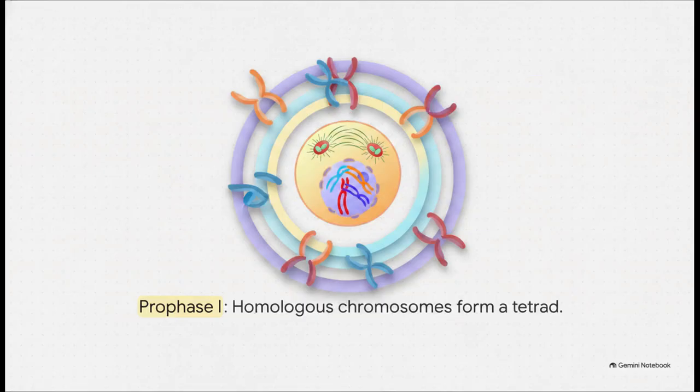Starting with prophase I, the DNA coils up tight, and the nuclear membrane begins to disappear. But here is the absolutely critical event. Those homologous chromosomes pair up in a process called synapsis to form what's known as a tetrad. You can just think of a tetrad as a foursome made by 2 chromosomes locking together.